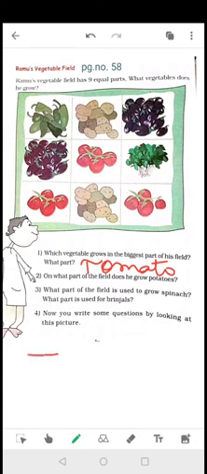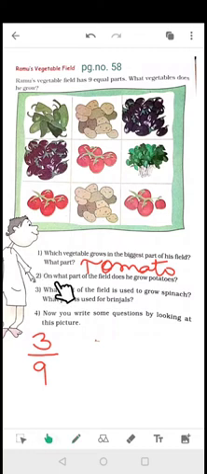How many parts? 9 parts. And in how many parts is this tomato grown? It is grown in 3 parts. So the answer, what part? 3 upon 9.